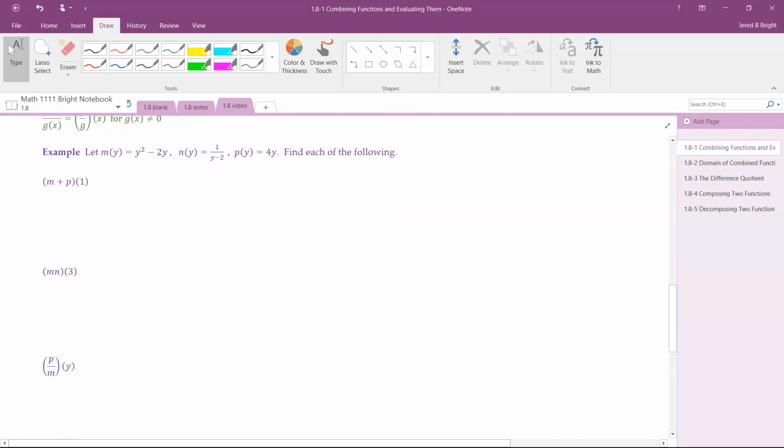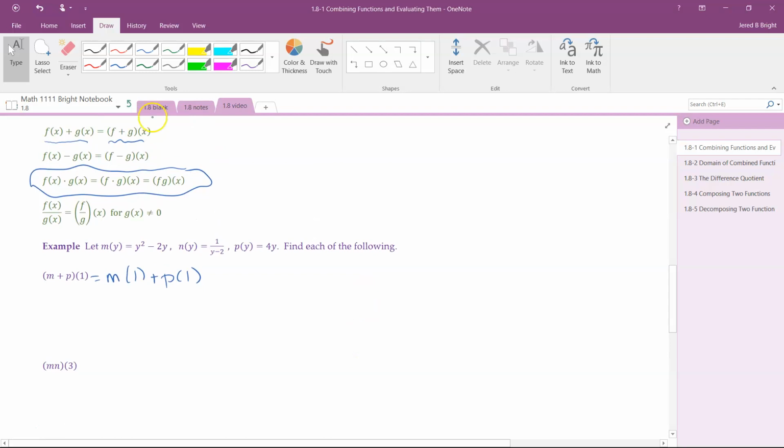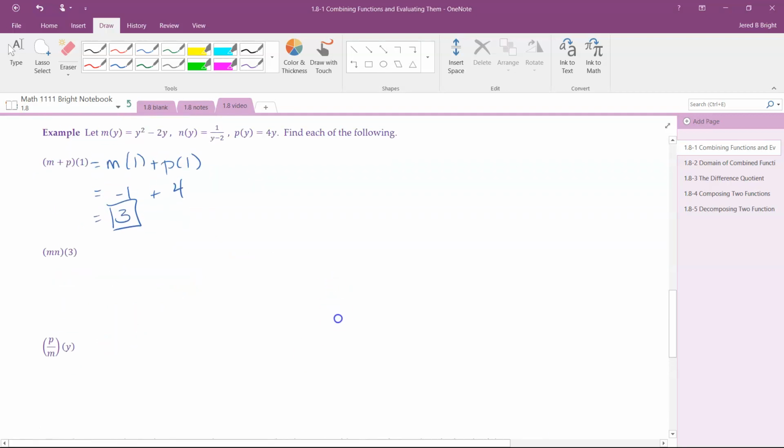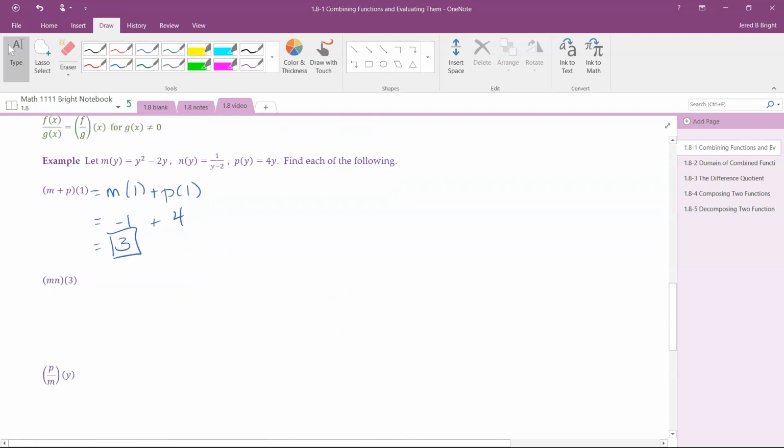Okay, so here are some examples. I'm going to do the first one, and then I'm going to have you pause the video and do the other two. So when we write (m+p)(1), what we're really saying is we have m(1) plus p(1), and that's consistent with our notation above, right? Okay, so m(1), we know how to do this. This evaluates to -1, and p(1) evaluates to 4. And so at the end, we get 3. That's not too bad. Now I want you to pause the video, try these next two, and resume when you're ready.